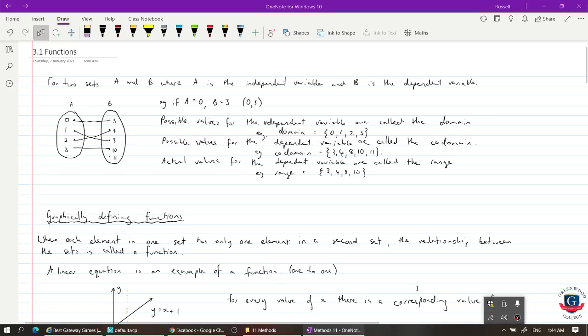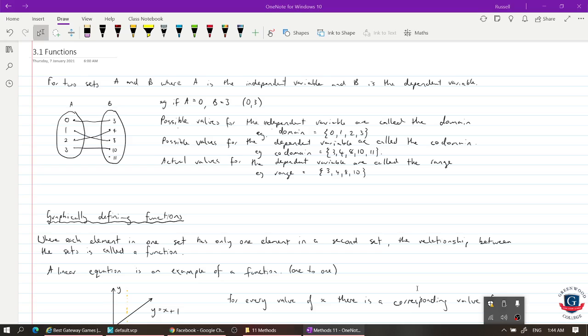Hi everybody. We're going to have a look at functions here, and we're going to cover a lot in a little space of time. It's probably one of the more difficult areas of the course, but once you get it, it's not so bad. So, what's a function? Well, let's first of all go through some notation and definitions.